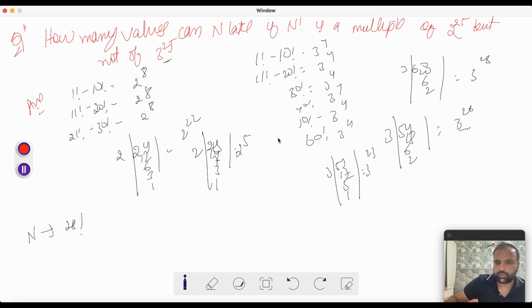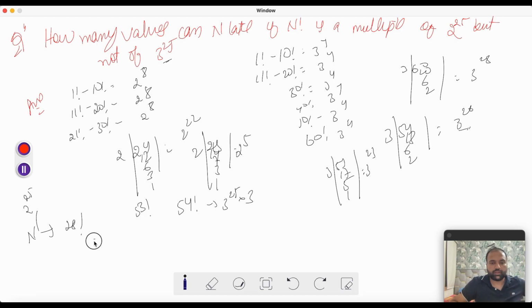So what do we want? N is a multiple of 2 to the power 25. What does it mean? 2 to the power 25 is 28 factorial, but not of 3 to the power 25. 3 to the power 26 means 3 to the power 25 plus 1 extra 3. So what don't we want? We don't want 54 factorial, because 54 factorial is 3 to the power 25 into 3. So we don't want that. So 28 factorial till 53 factorial.